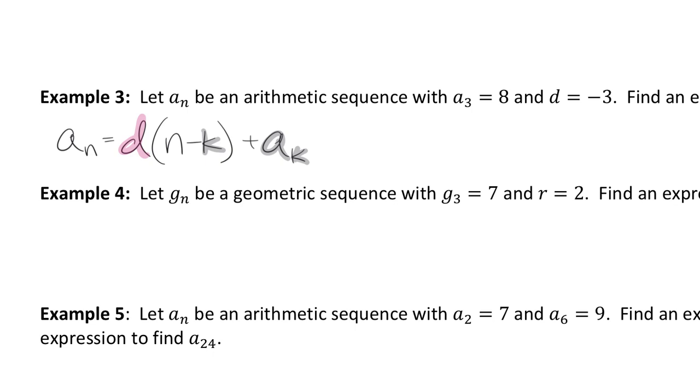They did. Which one's obvious? Which one is for sure that they gave to us? Yeah, common difference being negative 3, check. Now I'm telling you they also gave us the k and the a sub k. Where else could that come from?